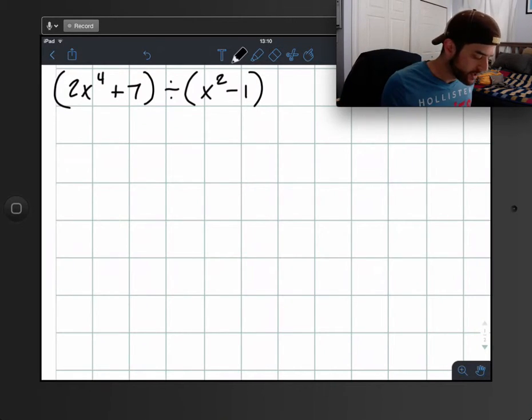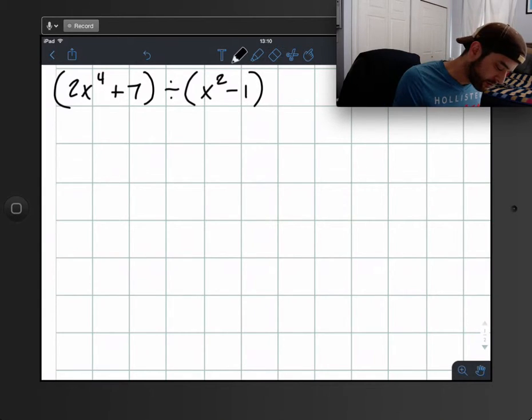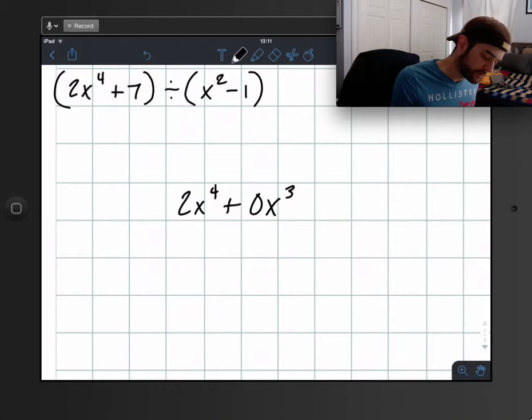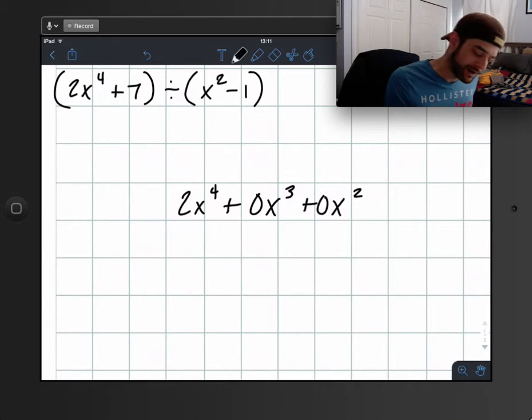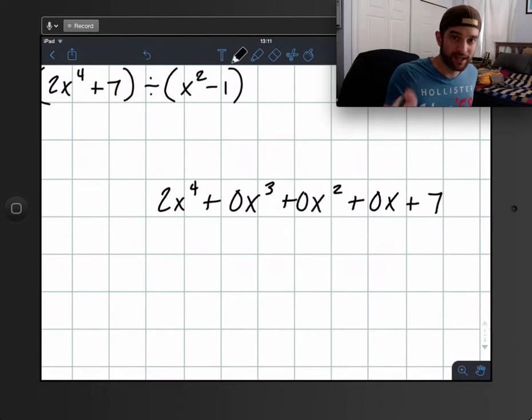minus 1. Now, as I mentioned in the last video, if you look at 2x to the fourth plus 7, you'll notice that the cubic term, the quadratic term, and the linear term are all missing. So we do have to account for those in the dividend. So I have 2x to the fourth, and since there's no cubic term, I'm going to write that as 0x cubed. And since there's no quadratic term, I'm going to write that as 0x squared. And since there's no linear term, I have to write that as 0x and then plus 7. So you always have to put in something to represent any terms that are missing. It's always 0x to the whatever is missing.